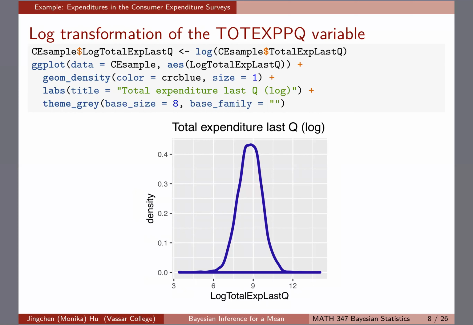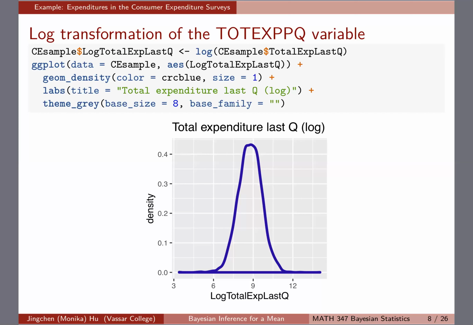And then the goal here now is that we're going to work with the log transformed variable for this total expenditure from last quarter. So we call this log total exp last Q. And we're going to try to learn about the mean of this variable, okay? So the goal here is that this is the data that we have. We're working with the log transformed version, and we're trying to put a normal density or normal distribution for this data itself, and then trying to learn about its mean.